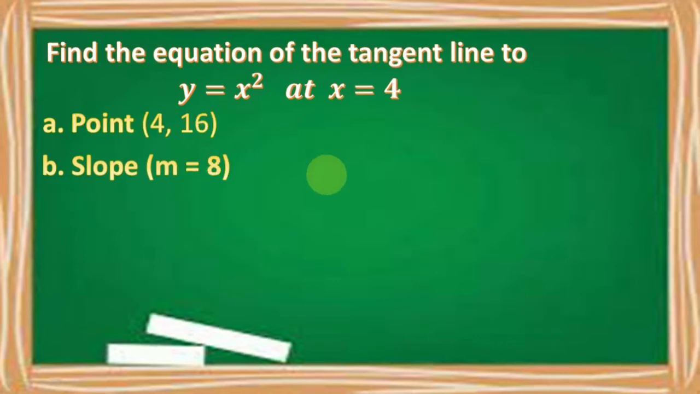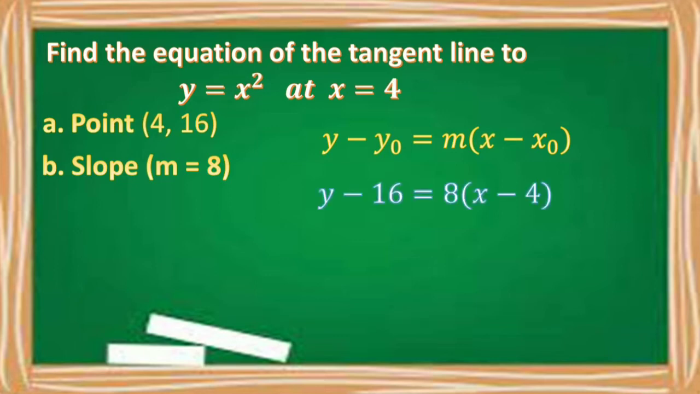Now that we have the coordinates of the point and the value of m, we can now have the equation of the tangent line by simply substituting these values in the equation. y minus y sub 0 is equal to m times the quantity x minus x sub 0. So we have y minus 16 is equal to 8 times the quantity x minus 4 as the equation of the tangent line.